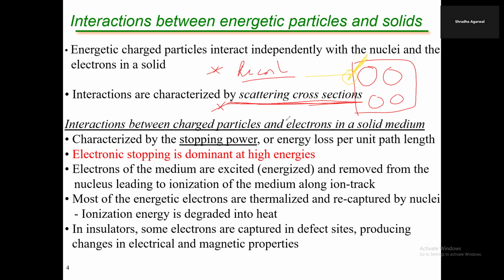Sometimes maybe it doesn't have the energy to displace this. And even if it has the energy to displace it, how does this scattering happen? And this is all known as the scattering cross section, right? So this is very important. Now, these are some key points on it.